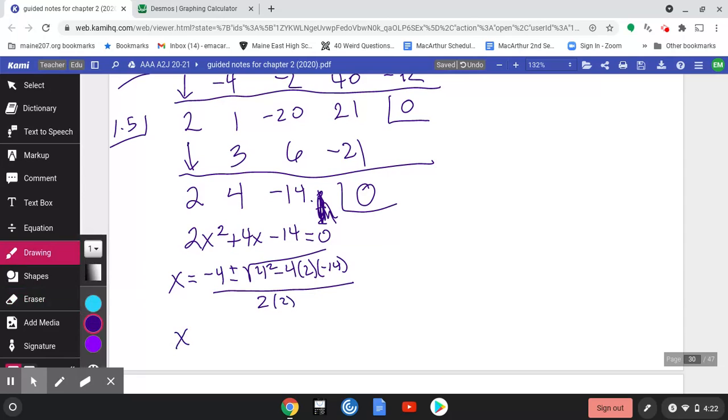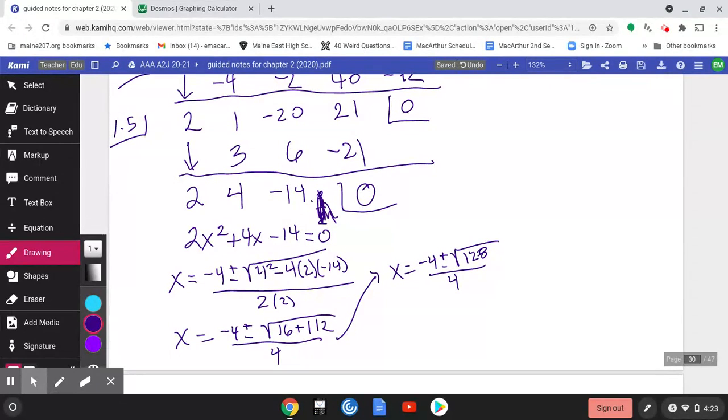And that simplifies. You're going to get negative 4 plus or minus the square root of 16. And then when I do negative 4 times 2 times negative 14, I'm going to get a plus something. I think it's going to be a 112. That looks right. All over 4. And this, I'll bring it up here. I get x equals negative 4 plus or minus the square root of 128 all over 4. All right, so 128 is not a perfect square.